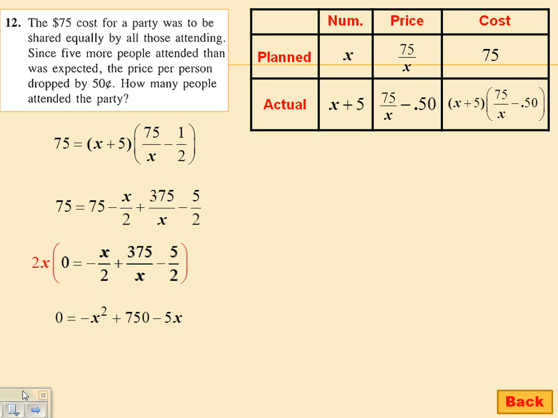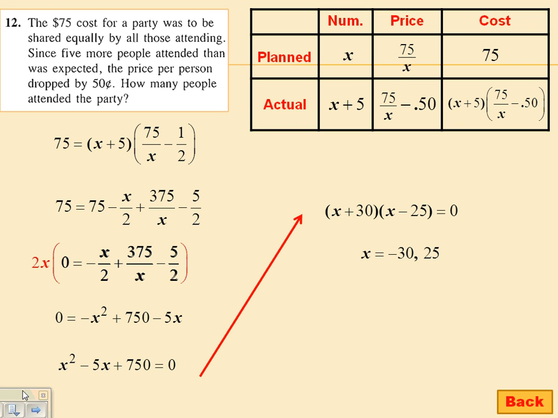Since it's a negative X squared, I'm going to scoot everything to the left-hand side. So I get X squared minus 5X plus 750. Ooh, minus 750. That then factors out to X plus 30 times X minus 25 equals 0. As a result, I get X equals negative 30 and 25. Does negative 30 work? No. So I get 25 for X. But that's how many people were supposed to attend originally.